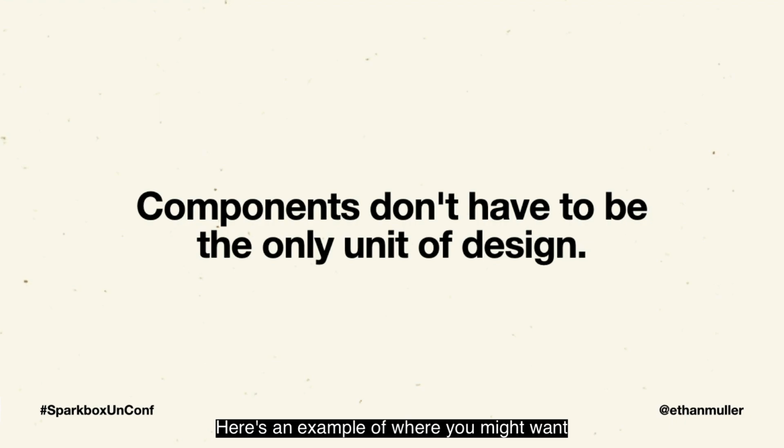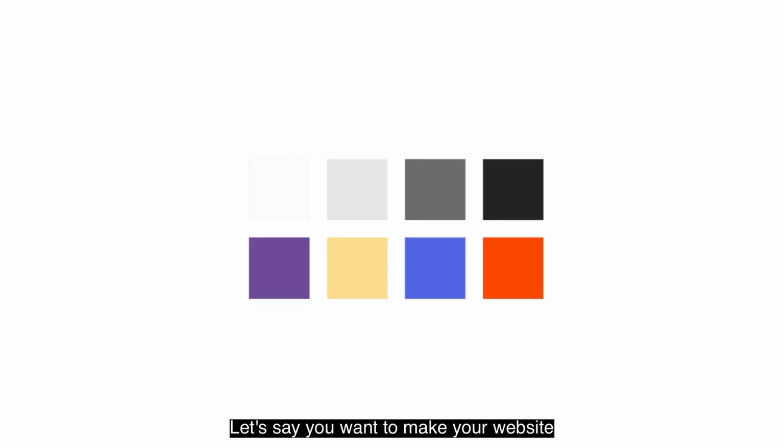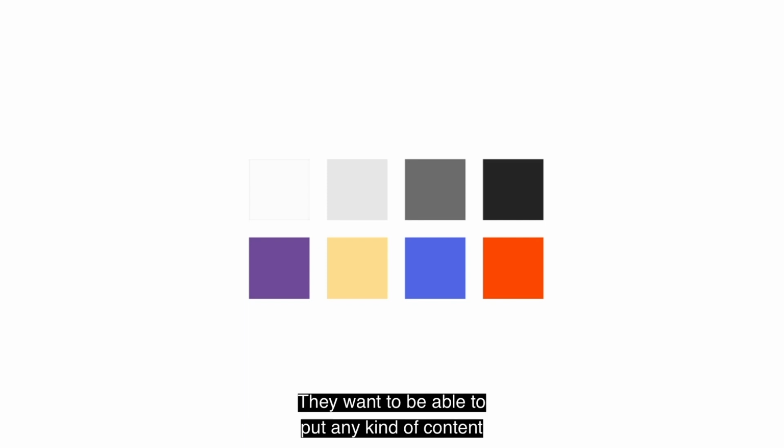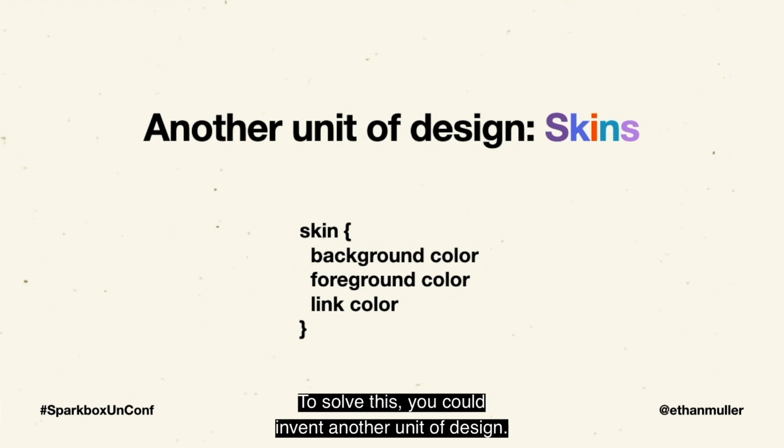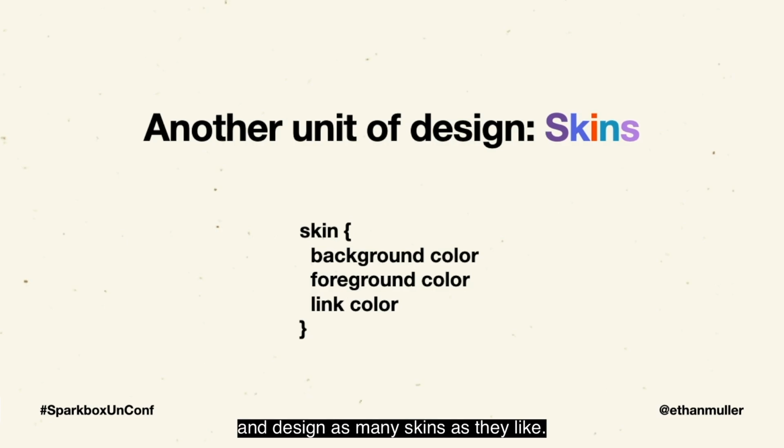Here's an example of where you might want to invent a new unit of design. Let's say you want to make your website more flexible for your content editors. They want to be able to put any kind of content on any of your background colors. That's going to fall apart pretty quickly because your designers didn't account for this. To solve this, you could invent another unit of design. Let's call it skins. A skin consists of a background color, a foreground color, and a link color. With this definition in mind, a designer can go wild and design as many skins as they'd like.